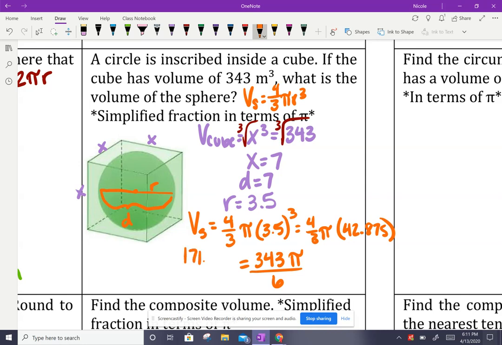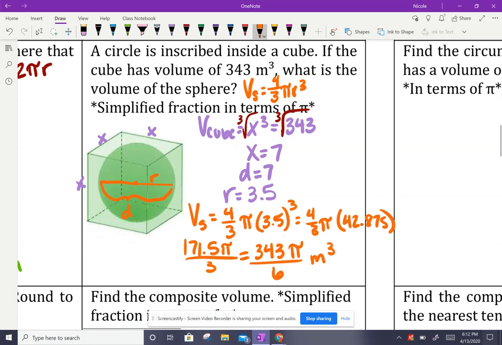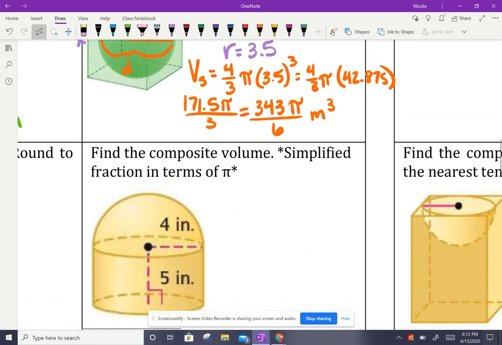If you weren't doing that yet, you would get 171.5 over 3. But you don't want that decimal on the top. So if you multiply the top and bottom by 2, you get 343 over 6 pi meters cubed. Or just hit math, enter. It'll make it a pretty fraction for you. Okay, so that one's a little different.